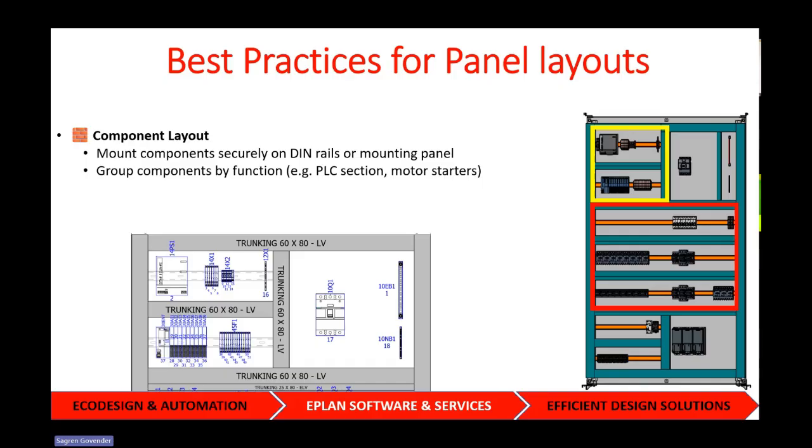Group your components by function. That comes back to the point we just mentioned earlier on. It's best to group items like your PLCs and your motor starters into separate areas, so that you don't have your low voltage and your high voltage interfering with each other. Keep your heat generating devices like VSDs separated. You don't want your VSDs blowing warm air right into the PLC, so you want that moved as far as possible from each other.